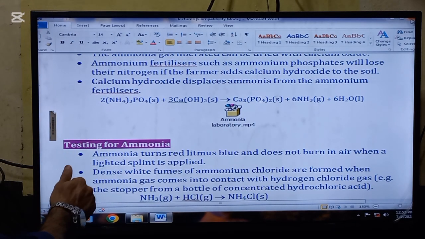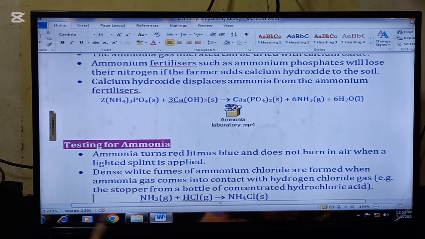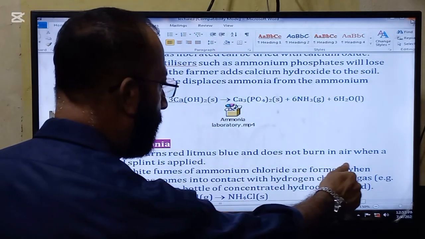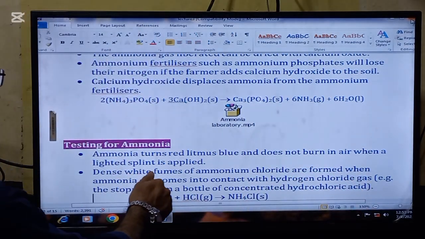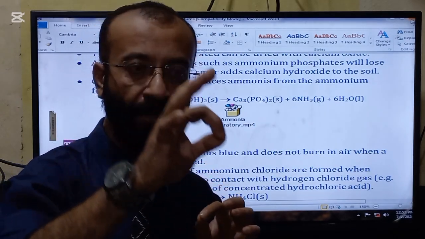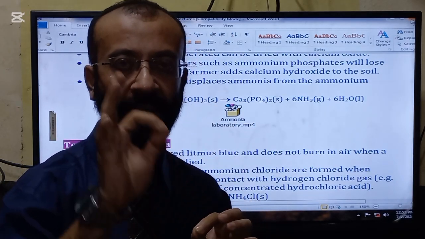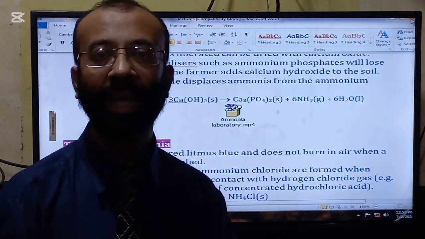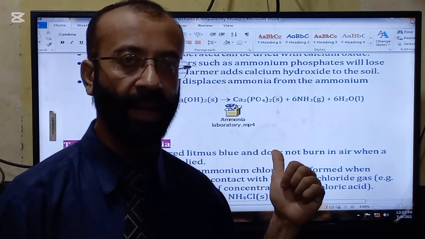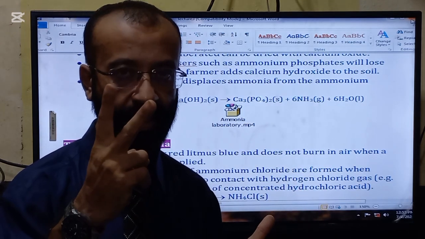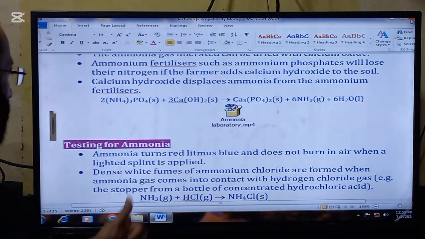Okay, here we are going to read another topic, that is testing of ammonia. Ammonia turns red litmus blue and does not burn in air when a lighted splint is applied. So when we light a splint and bring it into the ammonia gas, the lighted splint will go out. This is one test. And the second is that ammonia gas turns red litmus paper blue. So these are two tests for checking ammonia gas.